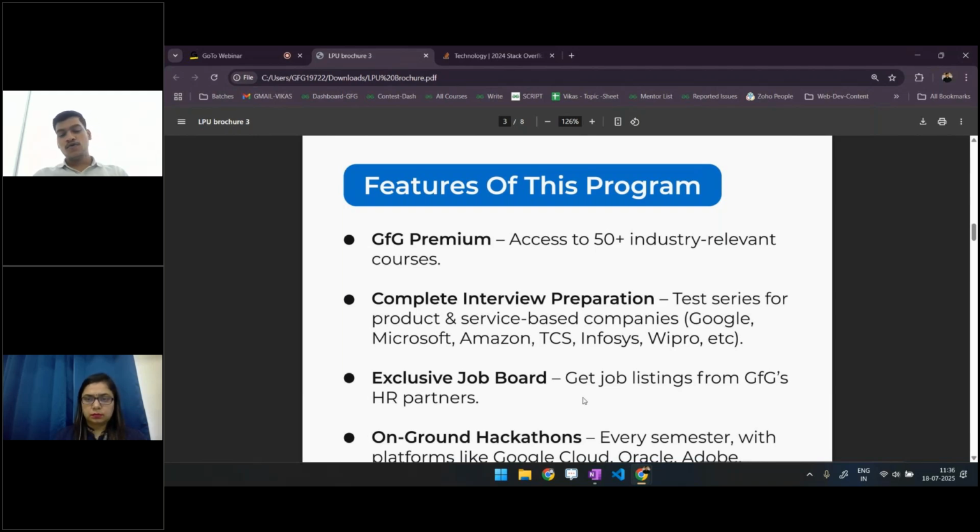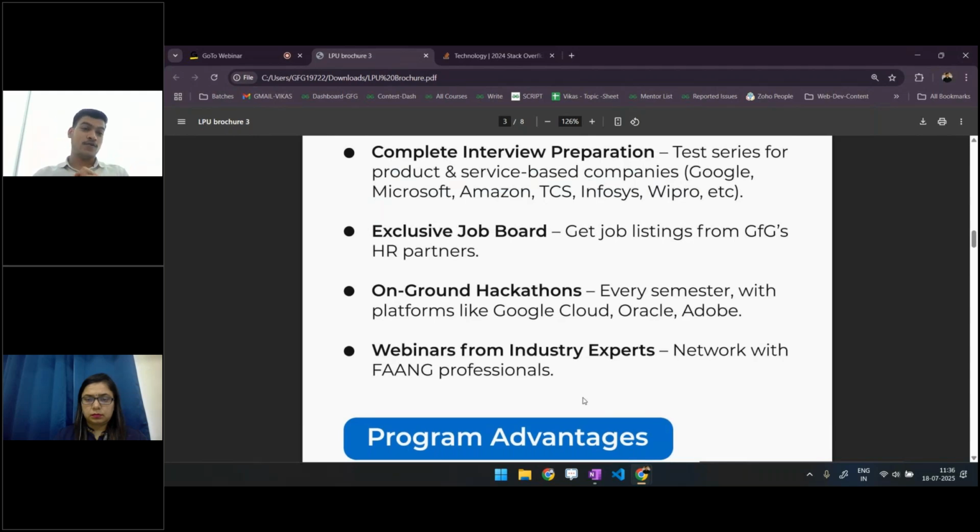And the most interesting one is on-ground hackathons. So why is a hackathon important? In my experience, I have judged more than 30 hackathons, including Google Cloud. I have also participated in more than 10 hackathons as a student in my LPU career. Unfortunately, I won only two or three. But the main purpose of introducing hackathons is the exposure I got.